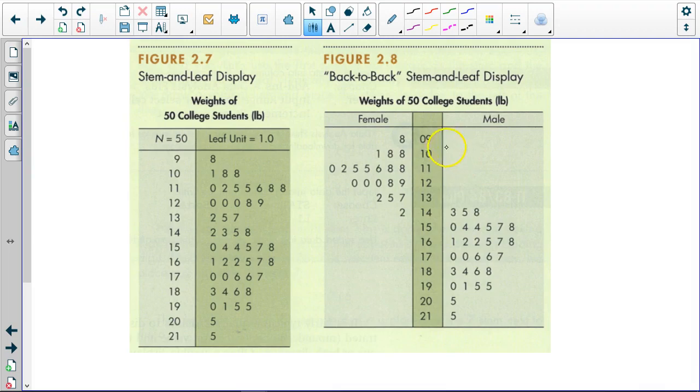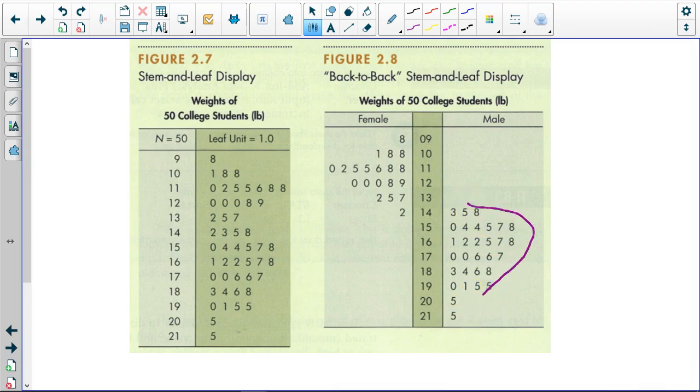Okay, it just works out that it shows you the majority of the females weighed between 110 pounds and 118 pounds, right? They're right here. Whereas the majority of the men weigh, this one's kind of harder to see. You see what I'm looking at?